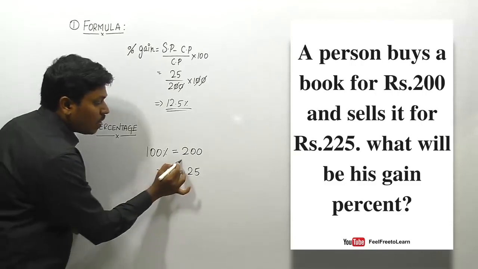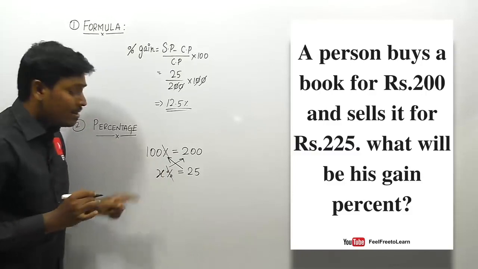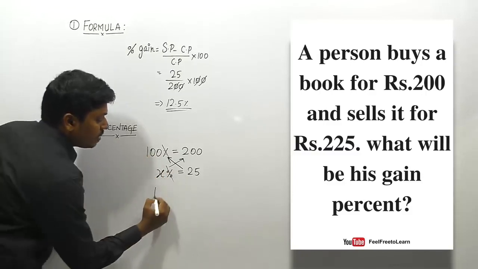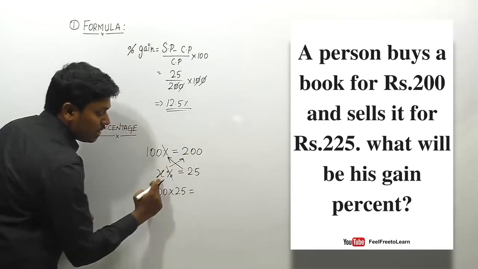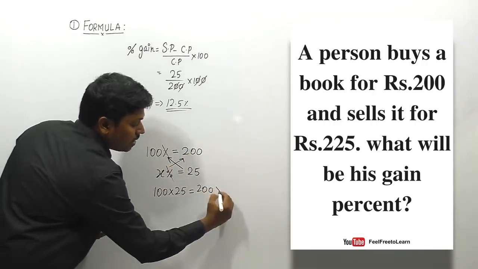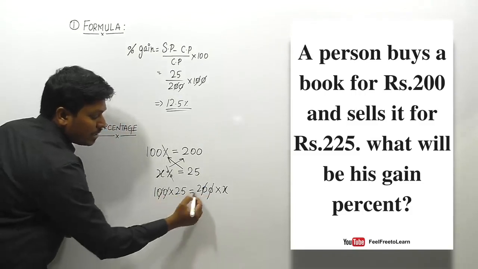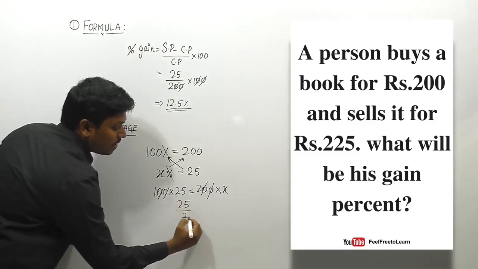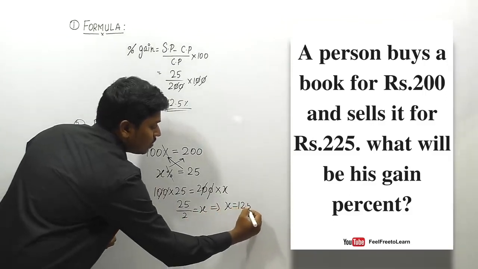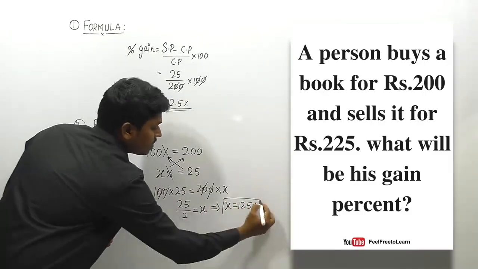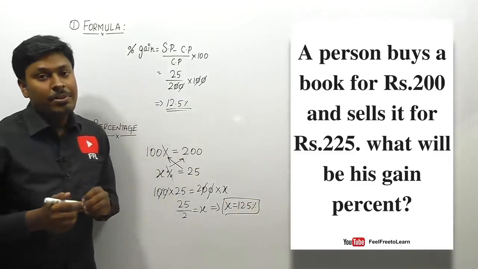So now we need to cross multiply this and also we need to cross this. Here percentage gets cancelled. So 100 into 25. So 100 into 25 is equal to 200 into x. So 200 into x. So we can cancel the zeros. So 25 divided by 2. So 25 divided by 2 is equal to x. So finally we can say that x is equal to 12.5%. So we got the answer in both the methods. Final answer, the percentage gain will be 12.5.